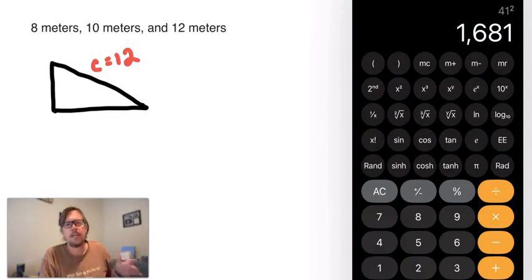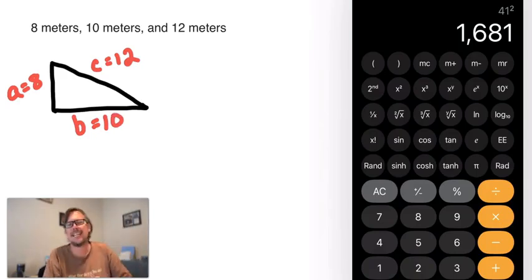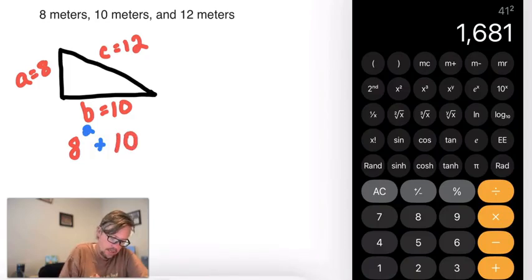A and B are going to be 8 and 10, and it doesn't matter which one is A and which one is B. We'll just say A is 8 and B is 10. If you switch those around and say that A is 10 and B is 8, totally fine. Not a big deal at all. So let's do our Pythagorean theorem, which is going to be 8 squared plus 10 squared is equal to 12 squared.